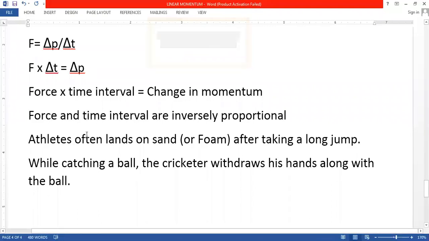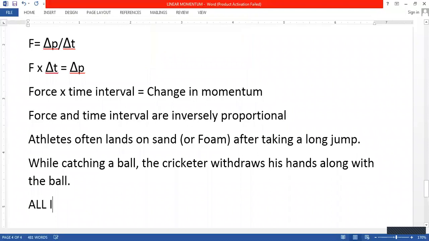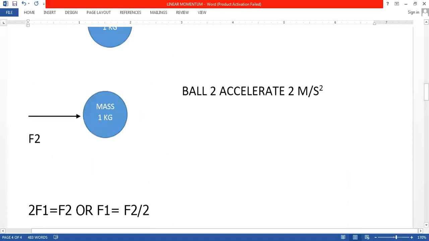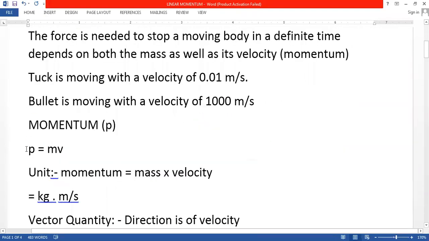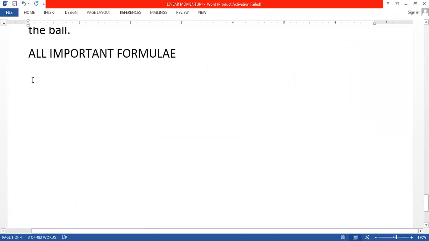So, before this, beta, I will list down the formulas we require. I will list down all important formulas. Write down all important formulas. Okay, so we start our discussion from the very first formula. This is our first formula. Write down all important formulae.